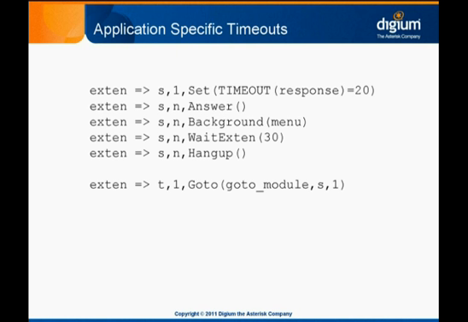This works in the other direction as well. If the WaitExten had been set for 10 seconds, the user would only get those 10 seconds and not the 20 that the response timeout would set. The absolute and digit timeouts are unaffected by application parameters.